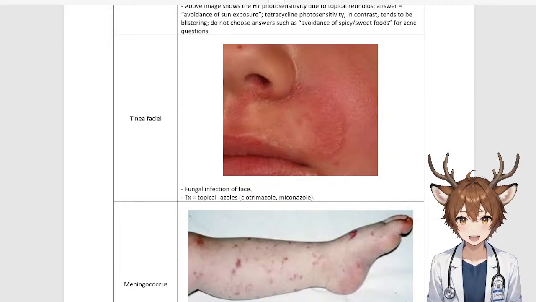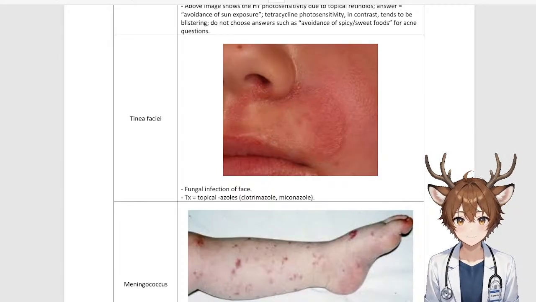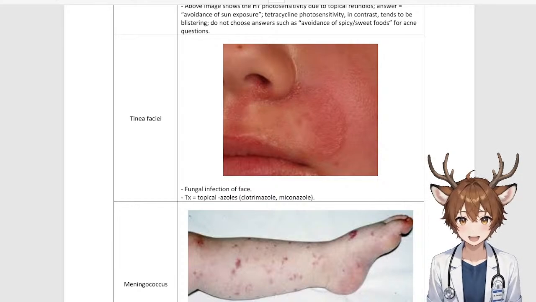Tinea faciei, fungal infection of the face. Treatment would be topical azoles, clotrimazole, miconazole.